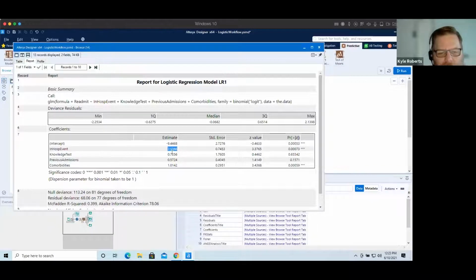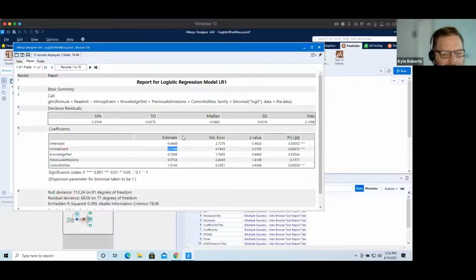Now, this is not a probability, but the way to think about this is that the higher numbers do mean you're more probable for being a 1. Now, we have to interpret this in light of the scale of this variable. The in-hospital event is just a 0 and 1, so the max that it could move is 1 point. And 2.5 logits, for those of you that do know logistic regression, is a pretty good amount to move for just a 1 point move.